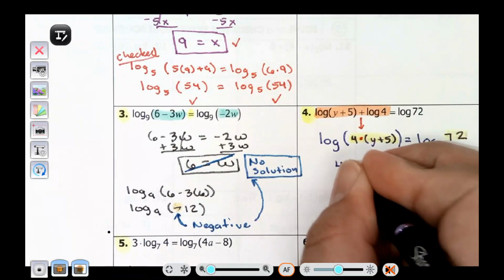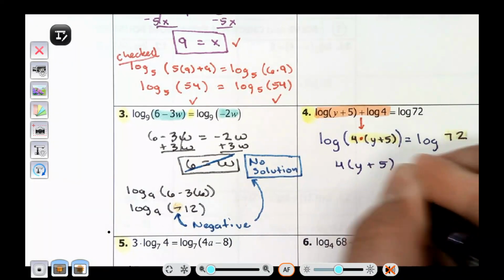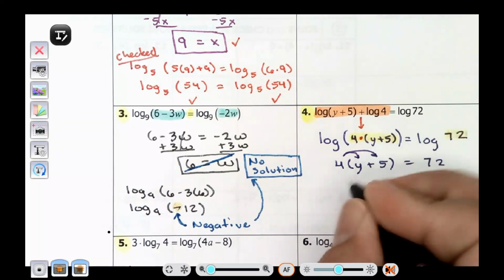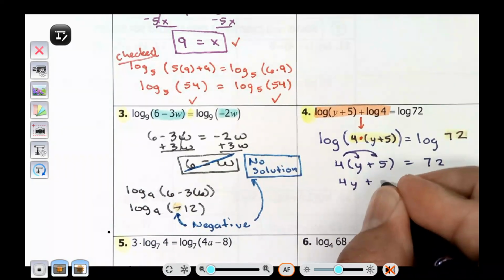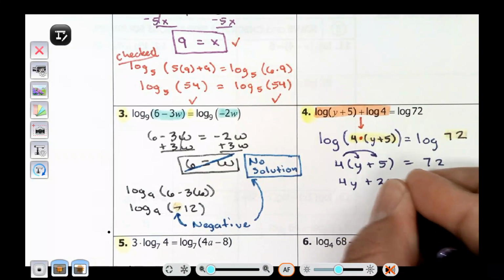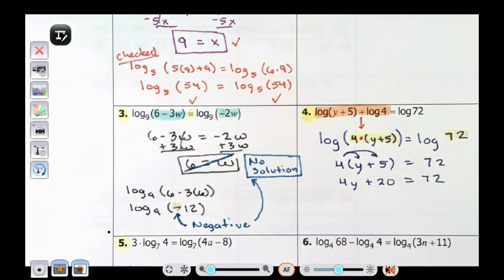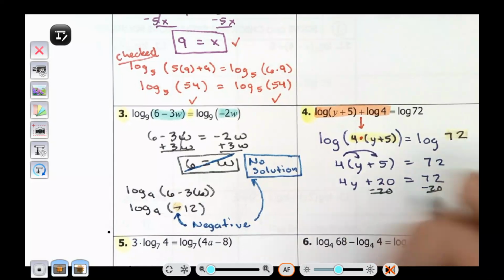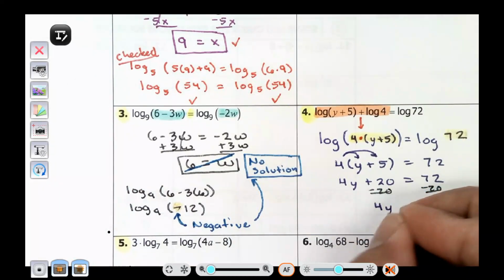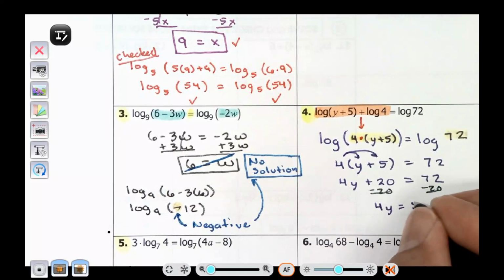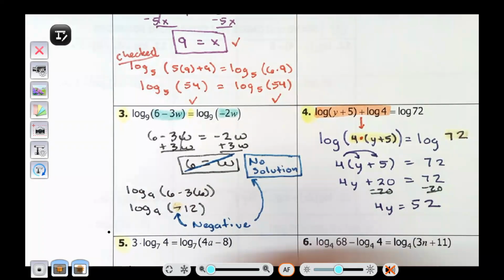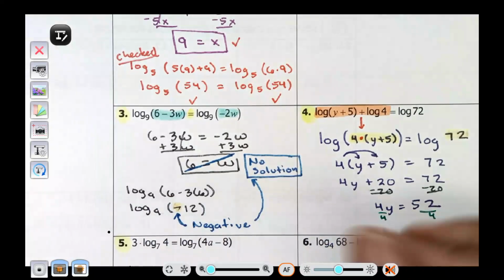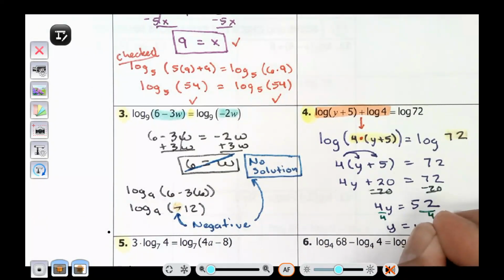So 4 times y plus 5, I should have probably distributed already, equals 72. So here we go with the distribution. 4y plus 4 times 5 is 20, is equal to 72. Subtract your 20. 4y is equal to 52. And when I divide by 4, low on space here, y is equal to 13.